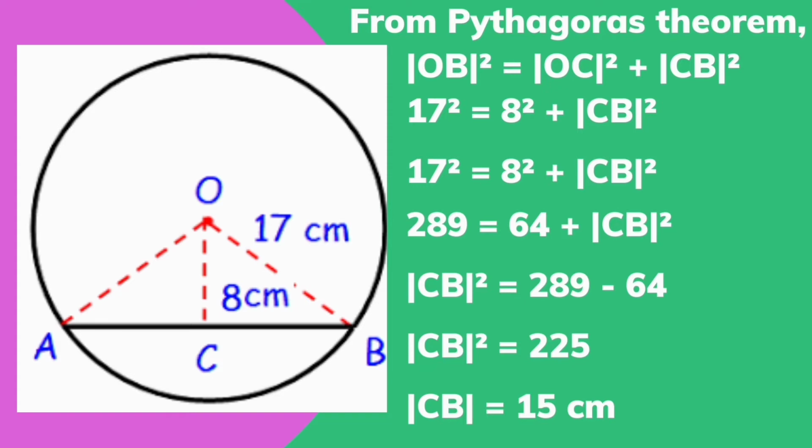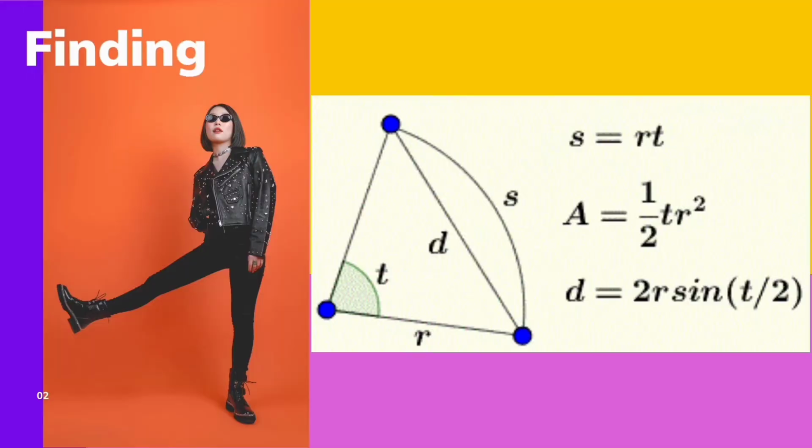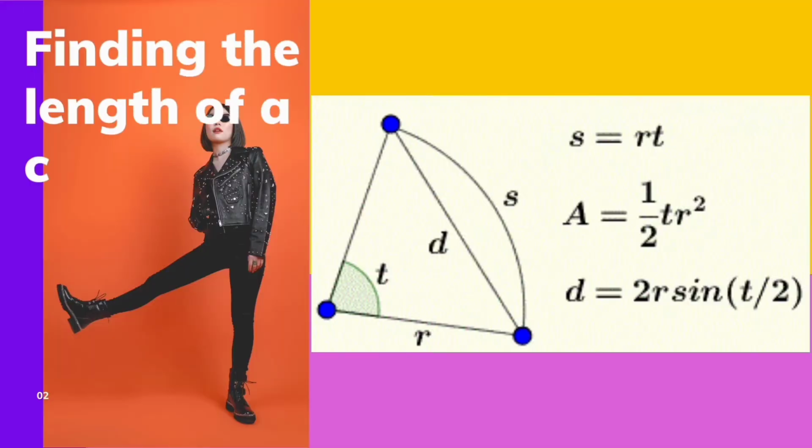And so when you evaluate these, you are going to have 289 minus 64, and then you have CB squared being equal to 225, and the square root of 225 is 15. When you multiply the length CB by 2, you have the full length of the chord, which is 30 centimeters. But sometimes you can also use another formula to find the length of a chord.